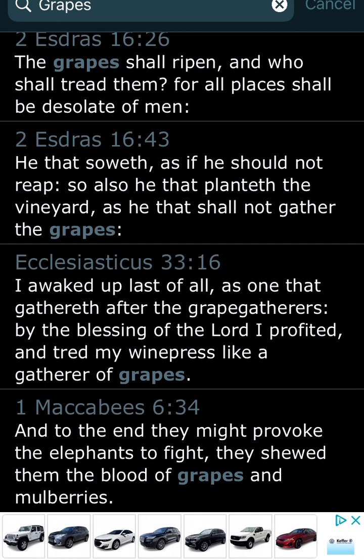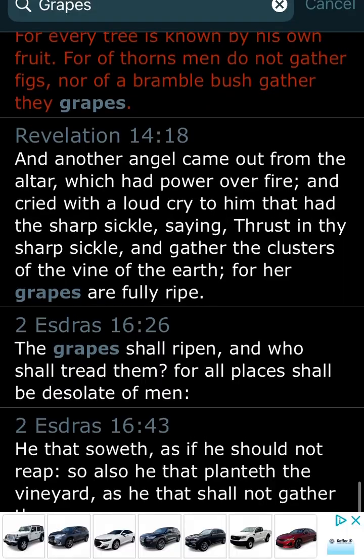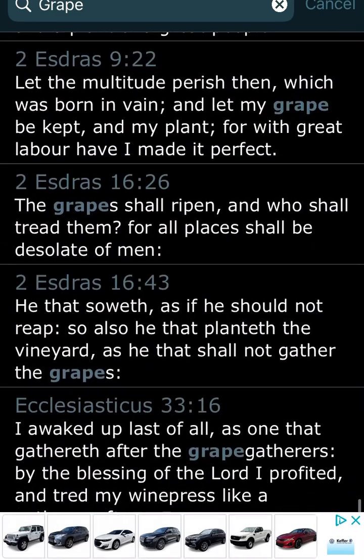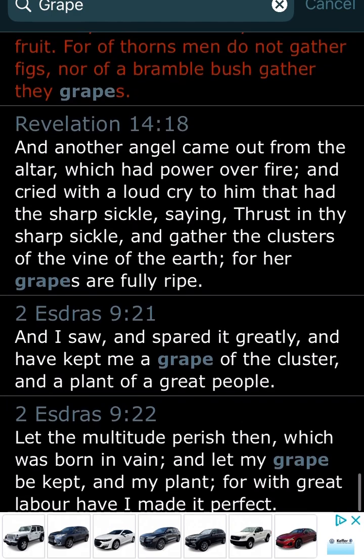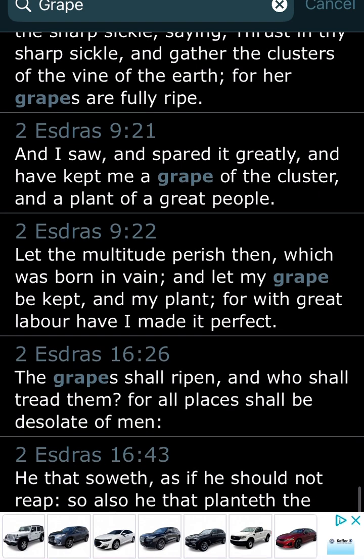This is Salah. This is Second Ezra chapter 9 and verse 21. It says, and I saw and spared it greatly, and have kept me a grape of the cluster and a plant of a great people, talking about Yasha'Allah, those great people. But the grape of the cluster is talking about the elect. Let the multitude perish in which was born in vain, and let my grape be kept in my plant, for with great labor have I made it perfect.